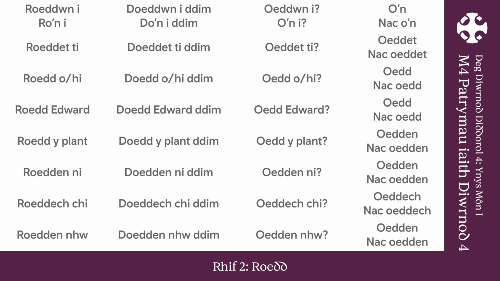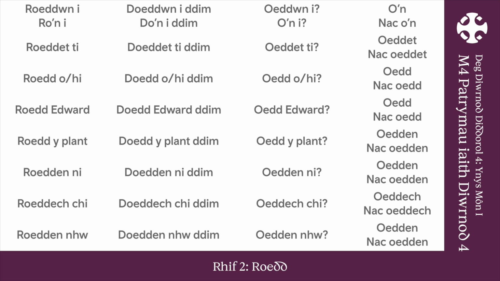Roedd Edward. Roedd y plant. Doedd Edward ddim. Doedd y plant ddim. Oedd Edward? Oedd y plant? Oedd. Nac oedd. Oedden. Nac oedden. Roedden ni. Doedden ni ddim. Oedden ni? Oedden. Nac oedden.